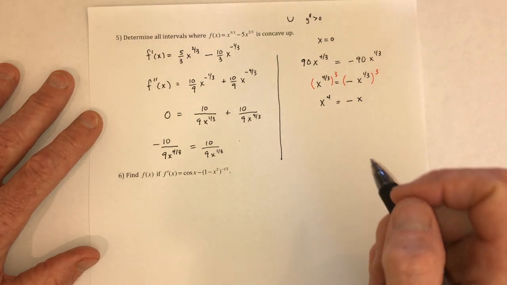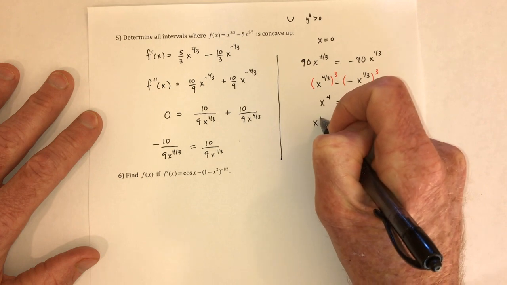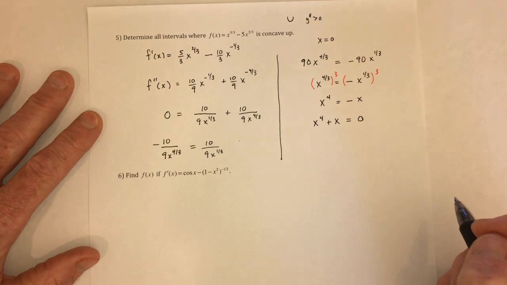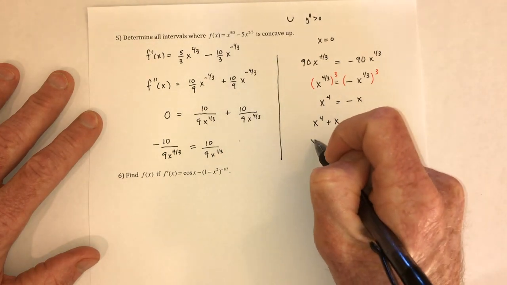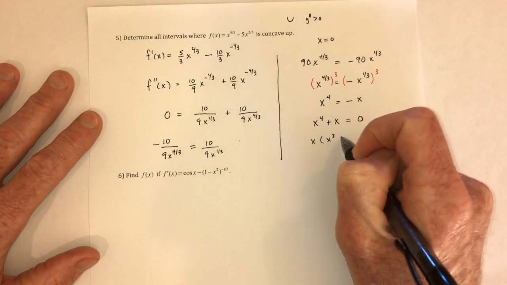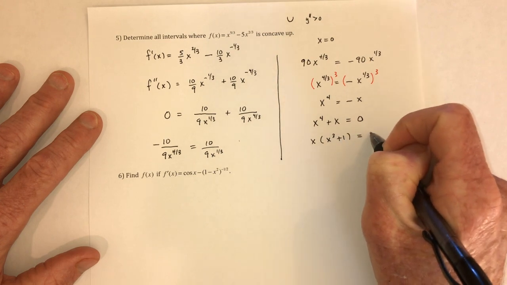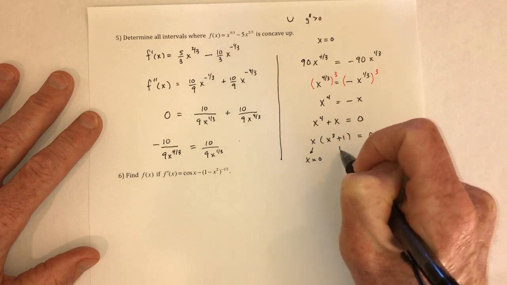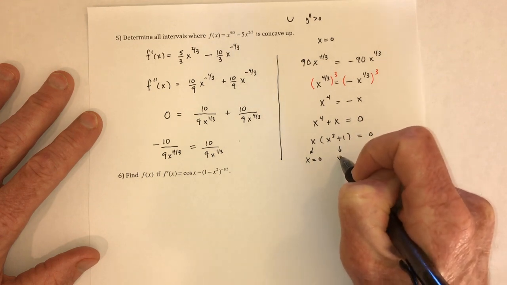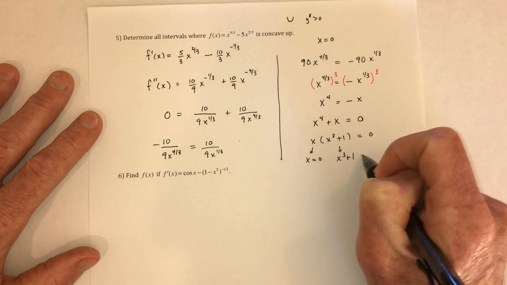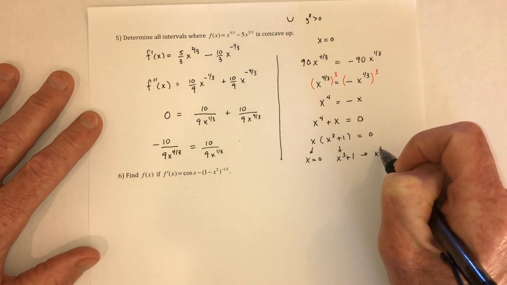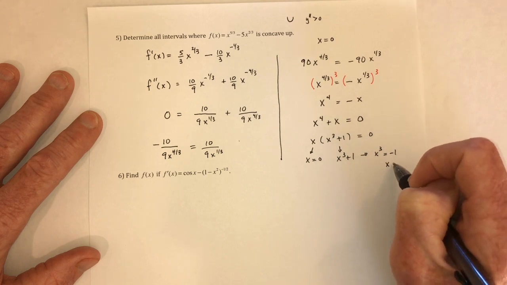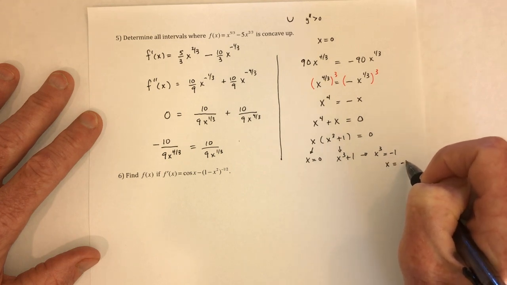Then we're almost done with the algebra. Add the x to both sides. So it's going to say x to the 4th plus x equals 0. And then factor out an x. It leaves x cubed plus 1. Set this one equal to 0, and set this one equal to 0. And then this one means that x cubed equals negative 1. And when you take the cube root, the cube root of negative 1 is negative 1.